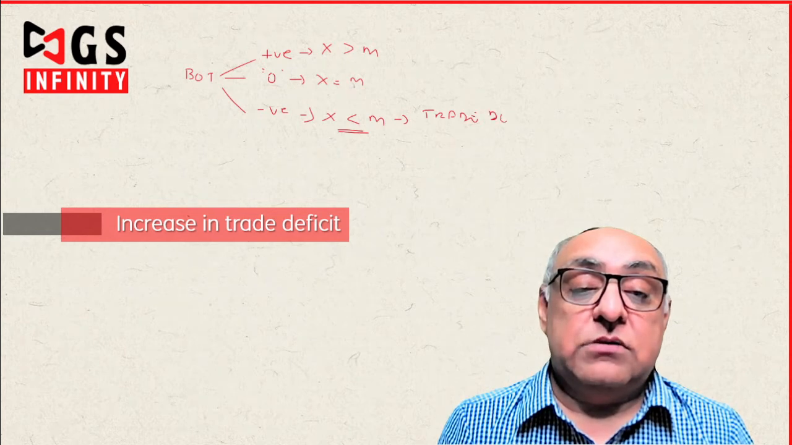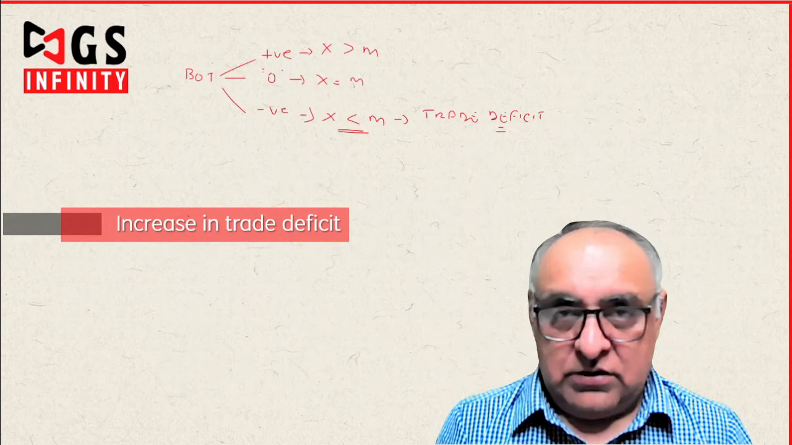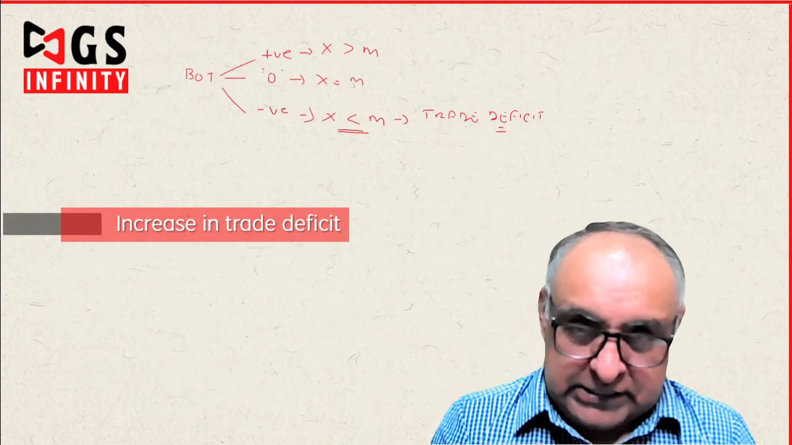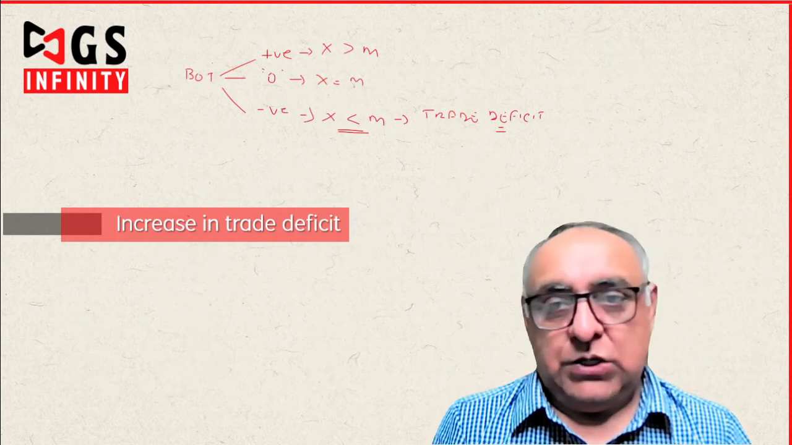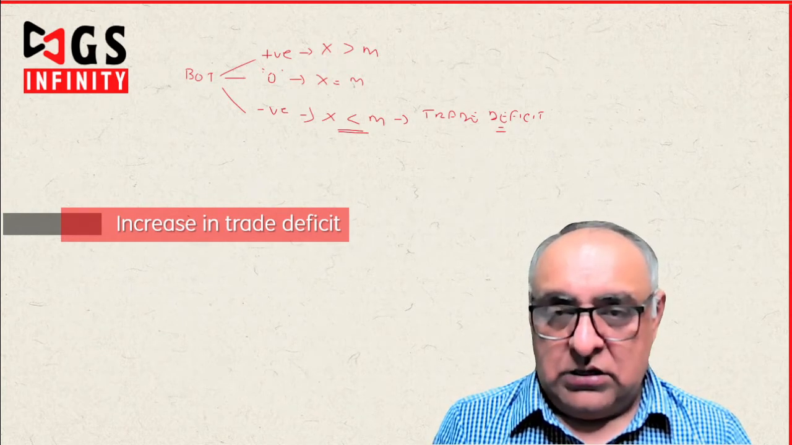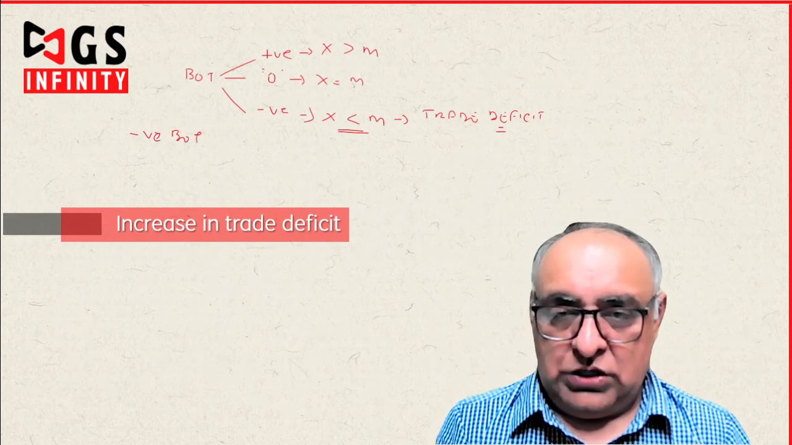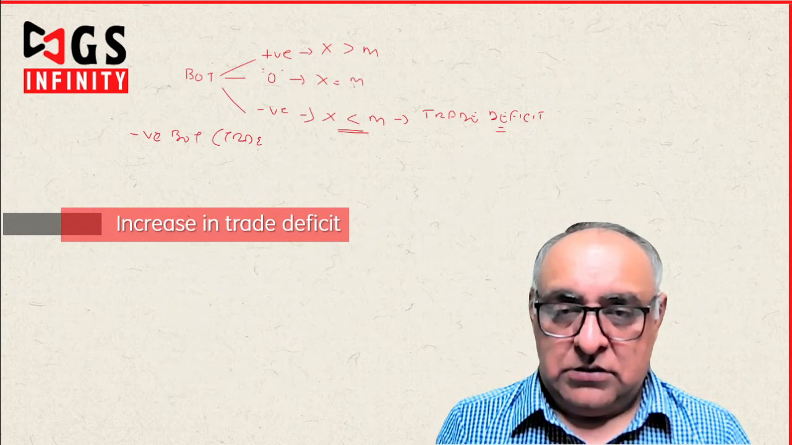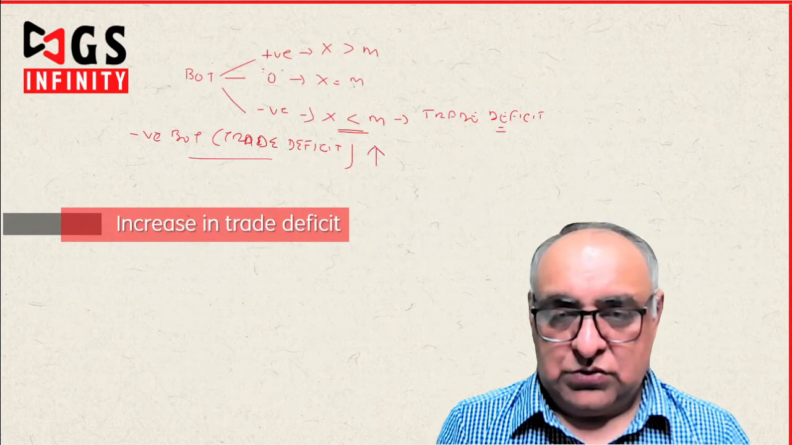Trade deficit. As we know, India is mainly an importing economy, so with the increase in the value of the dollar against the Indian rupee, or with the fall in the value of the Indian rupee against the dollar, the negative balance of trade, or the trade deficit, would increase. So this is one impact which we have discussed.